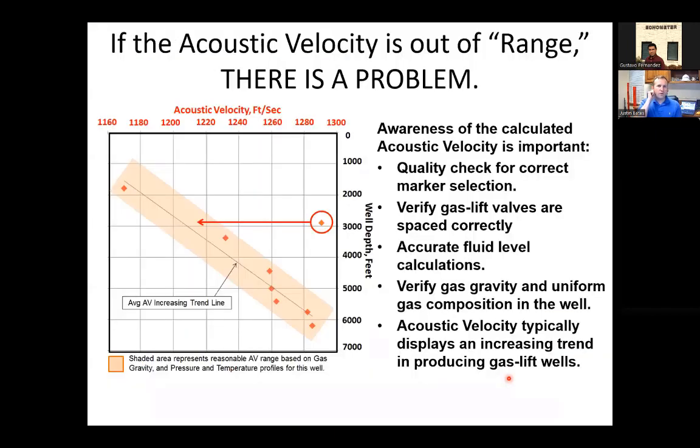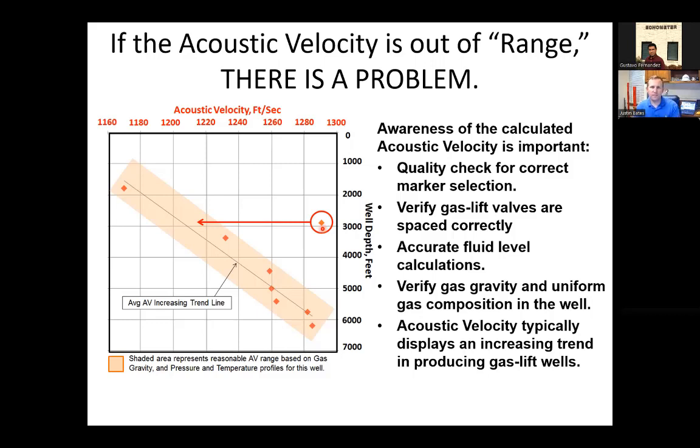Now, in just a minute, we're going to go through and pick the markers in correspondence with the gaslift valves in an acoustic shot. One of the things I want to introduce is, like it says here at the top, if the acoustic velocity of outer is out of range, there's an issue. Here we can see this linear downward trend where the acoustic velocity is increasing as we get deeper. But what is this point?